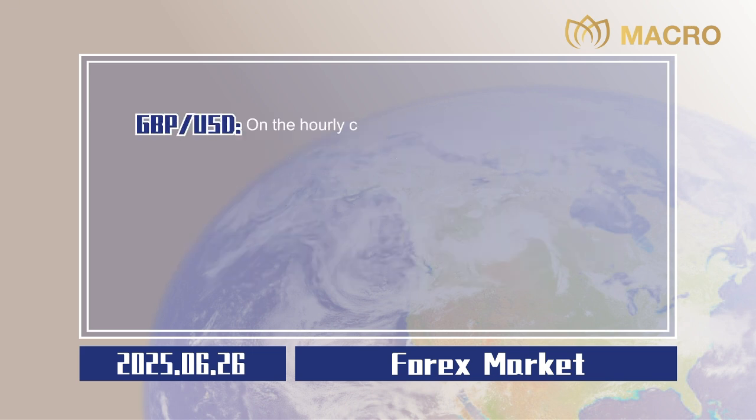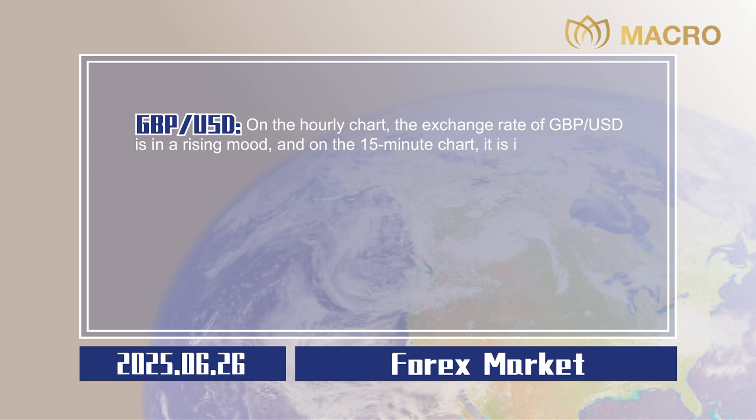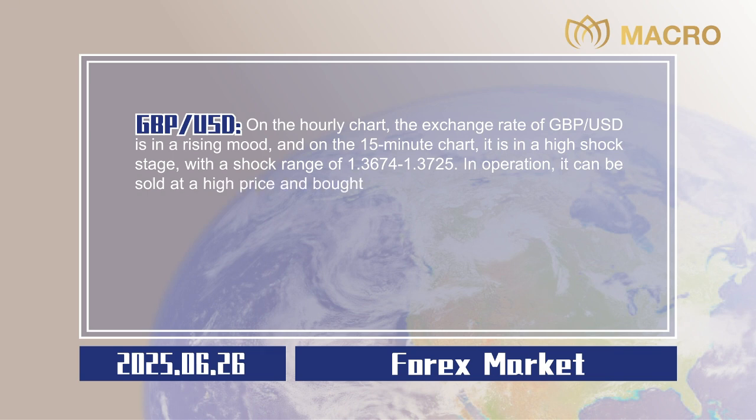Pound sterling to US dollar. On the hourly chart, the exchange rate of pound sterling to US dollar is in a rising mood, and on the 15-minute chart, it is in a high shock stage, with a shock range of 1.3674 to 1.3725. In operation, it can be sold at a high price and bought at a low price.